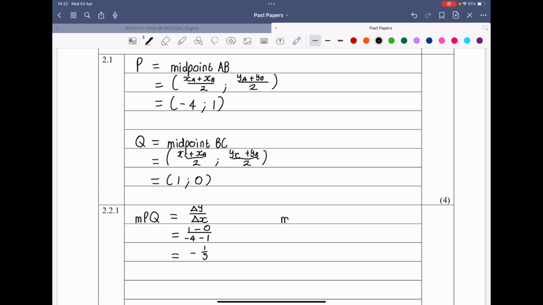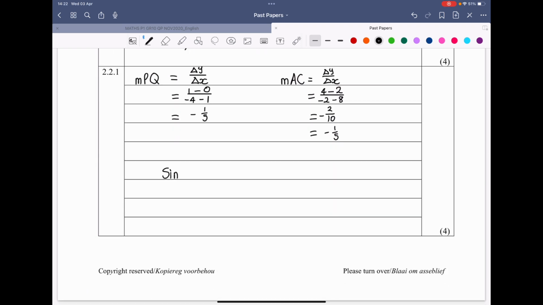And then I'm finding the gradient of the other line now, so this is MAC, which is still equal to the change in y over the change in x. And this time I'm going to have the coordinates of A. So the y coordinate of A is 4 minus the y coordinate of C, which is 2, sorry. And then the x coordinate of A is -2 minus 8, which is the x coordinate of C. And then I'm going to get that this is equal to 2 over -10, which can be simplified to -1 over 5.